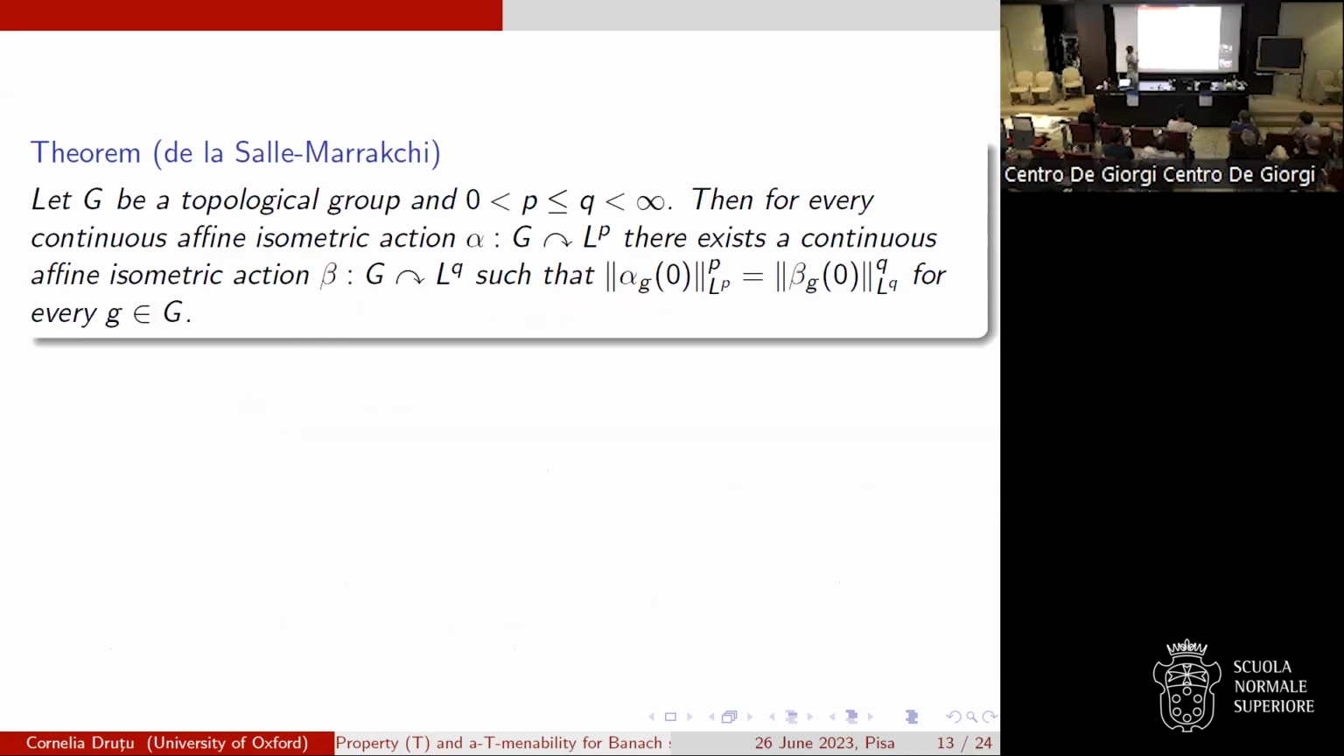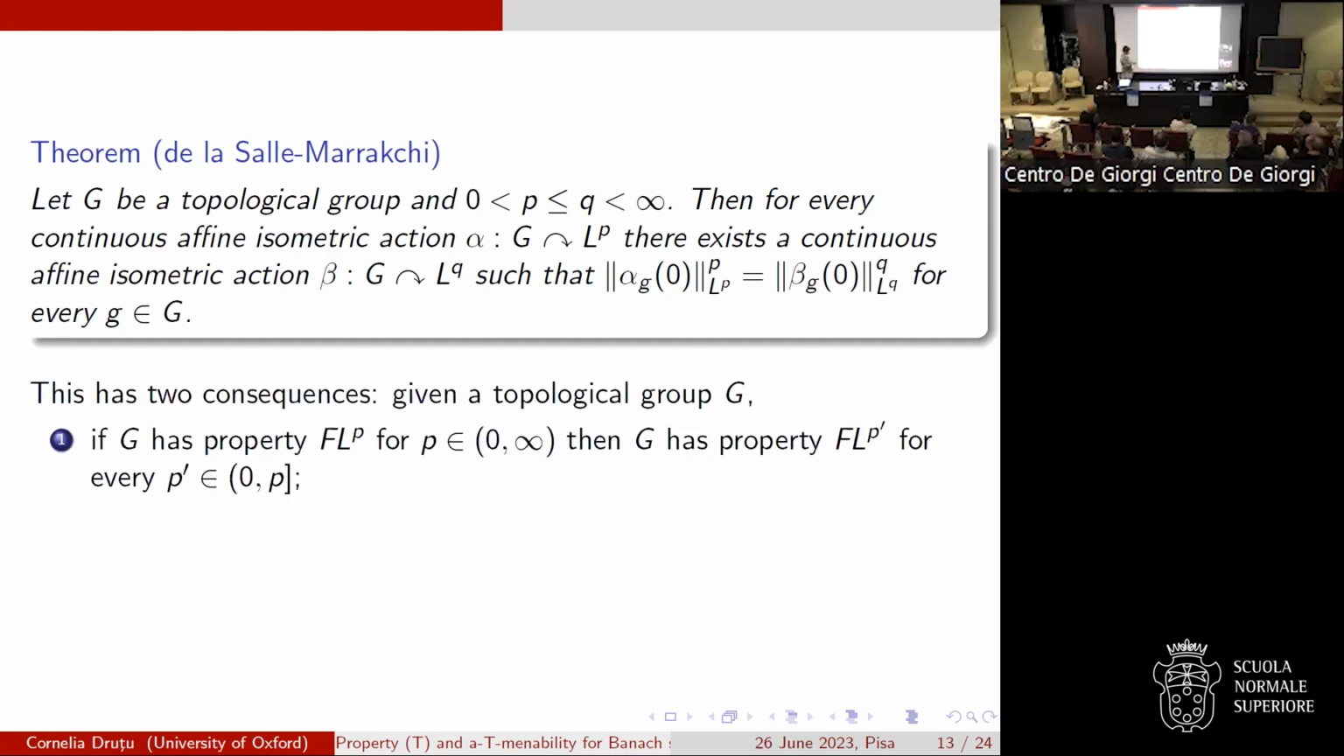Recently, Michael de la Salle and Amine Marrakchi actually proved a result that clarifies the situation a lot. They proved, and in fact they proved it for topological groups, the following: that we can connect affine isometric actions on L^p spaces and L^q spaces if p is smaller than 2. So if we have p at most q, for every isometric action on an L^p space, we can find an isometric action on an L^q space such that the cocycles are related in this manner. So powers of the cocycles are equal, which means that if the first action is proper, then the second action will be proper. And conversely, if the group has the fixed point property for L^q, then it will have the fixed point property for L^p. So that basically makes the picture much nicer.